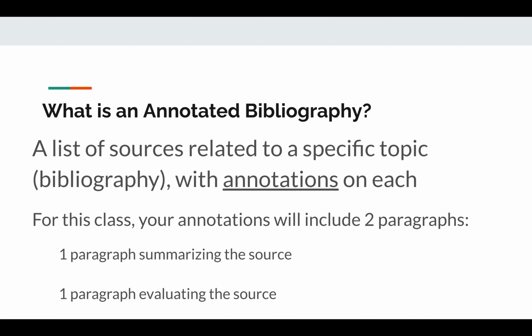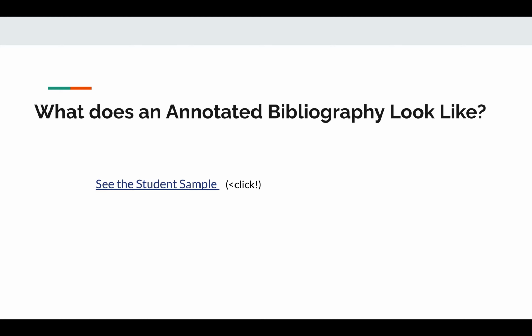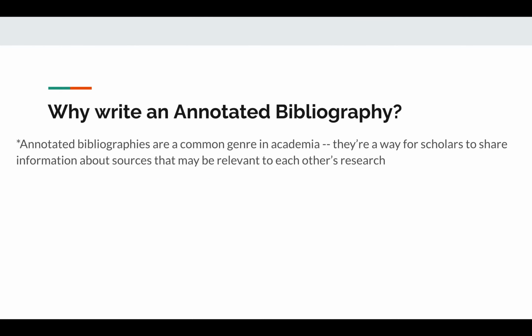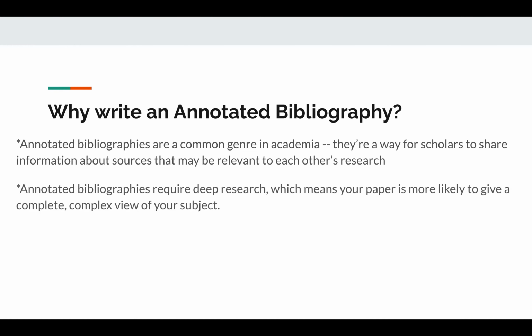For different instructors or different career fields or different professions or different academic disciplines, the annotations can look different, so they won't always have 2 paragraphs in different classes or different instances, but for this class we will include 2 paragraphs, 1 paragraph of summary and 1 of evaluation. You can look at the student sample to see what they look like. Annotated bibliographies are a common genre. Scholars share information about sources that are relevant to each other's research. Professionals share information about sources for other professionals who want to find out more about particular topics.